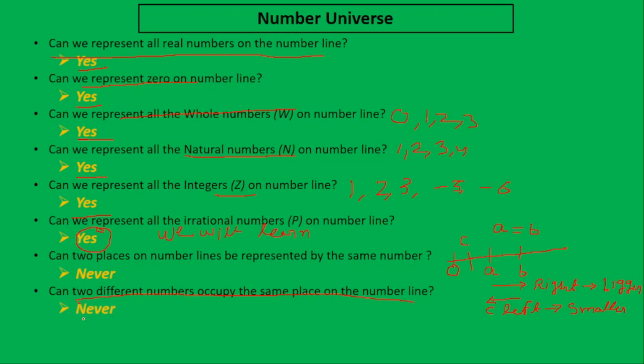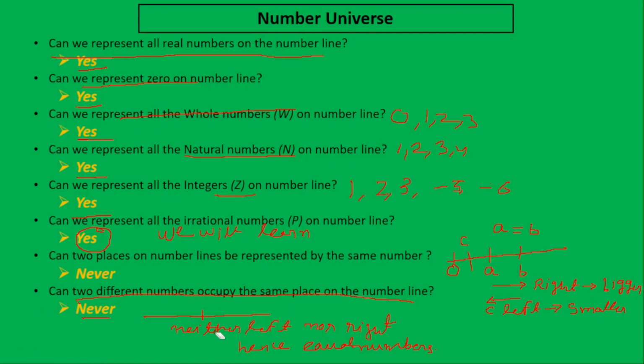Can two different numbers occupy the same place? Never. If these two numbers are in the same place, then neither is right or left of the other, hence they are equal. But we are saying that these two are different numbers, so it can't happen. Left means small, right means big. So two places on the number line means two numbers. Same place on the number line means same number. So place is the signature of a number, reserved for that number. Right?